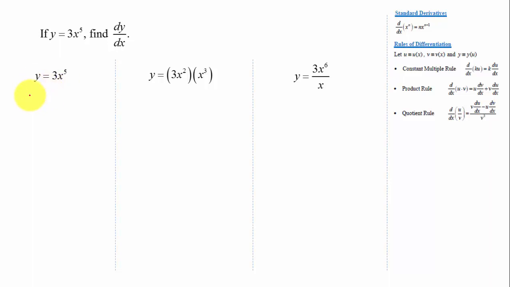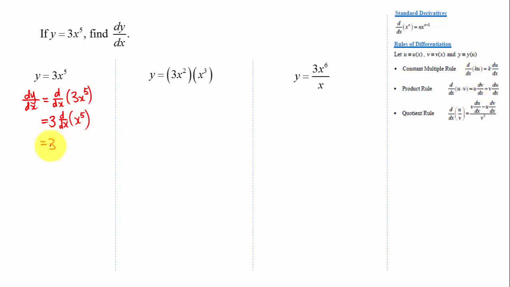If y equals 3x to the power of 5, dy dx is equal to differentiating 3x to the power of 5 with respect to x. You notice that I cannot use the power rule immediately because there is a coefficient 3 in front of the x. Hence, I need to use the constant multiple rule, which says that the constant multiplied in front of the variable can be taken out and multiplied to the derivative of x to the power of 5.